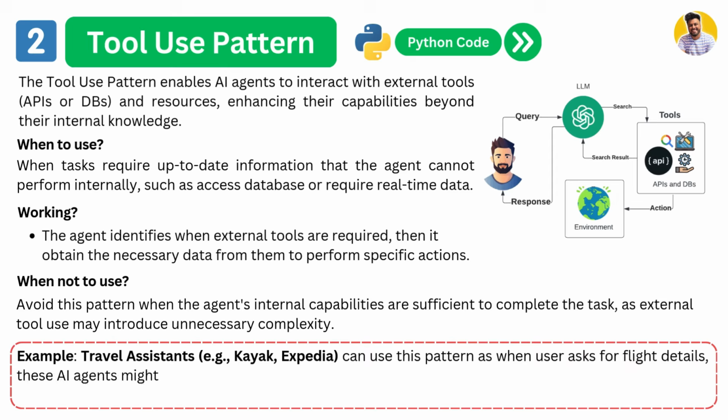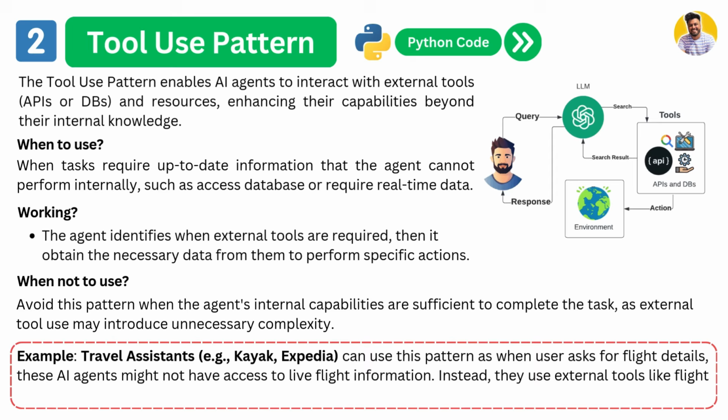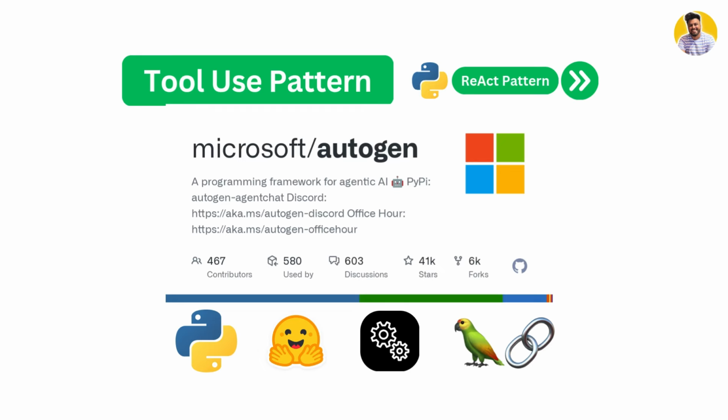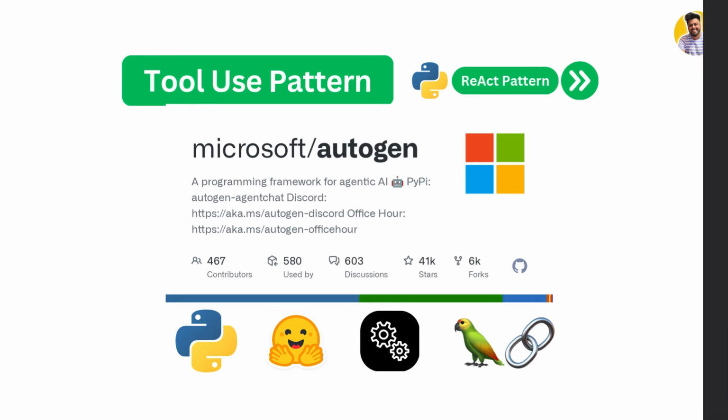And these AI agents can have access to live flight information and live hotel information as well, because they can use external tools such as flight APIs to get real-time data for you and build a whole itinerary for you. So now let's implement it using Python and the Autogen Agentic AI framework.